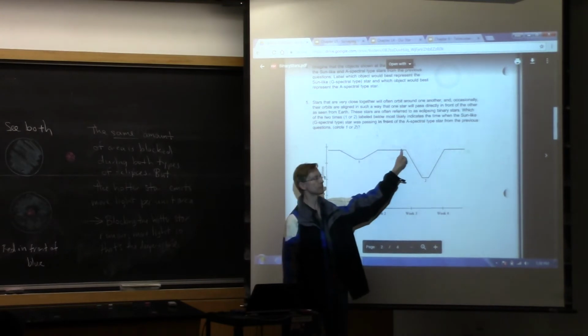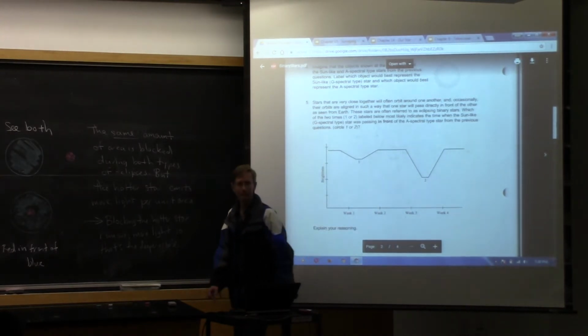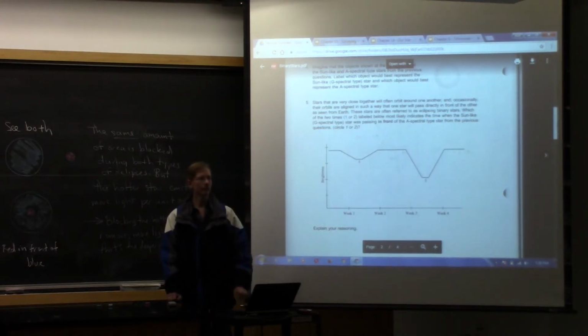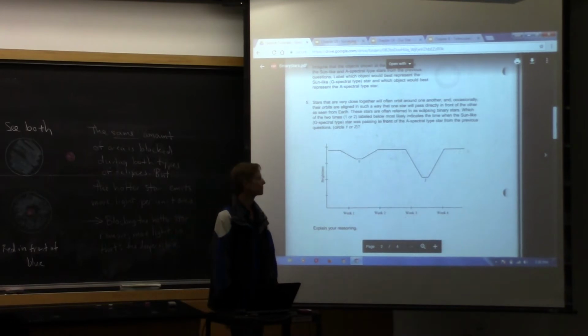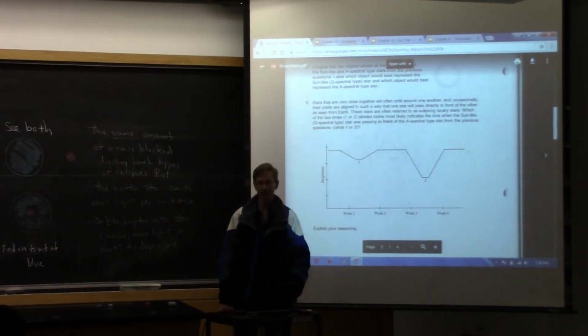Yeah, is that a question? Is that the reason there's a horizontal line at the bottom of the dip, because whether it's blocking it from here or here as it rotates, it's going to be the same?